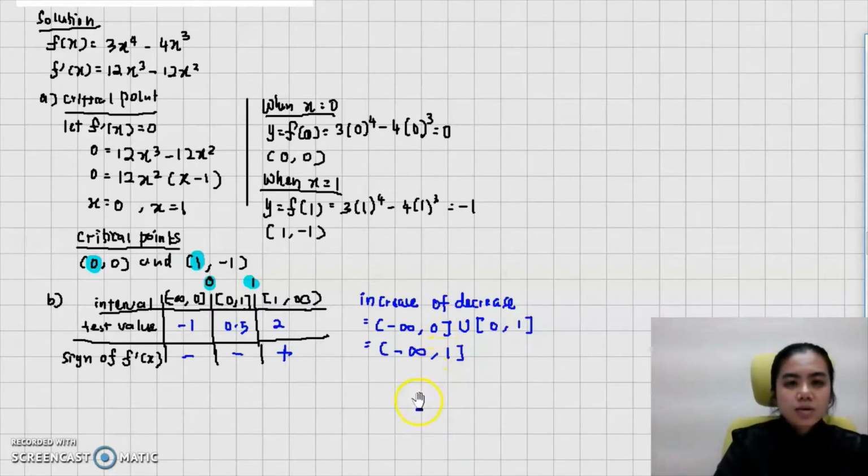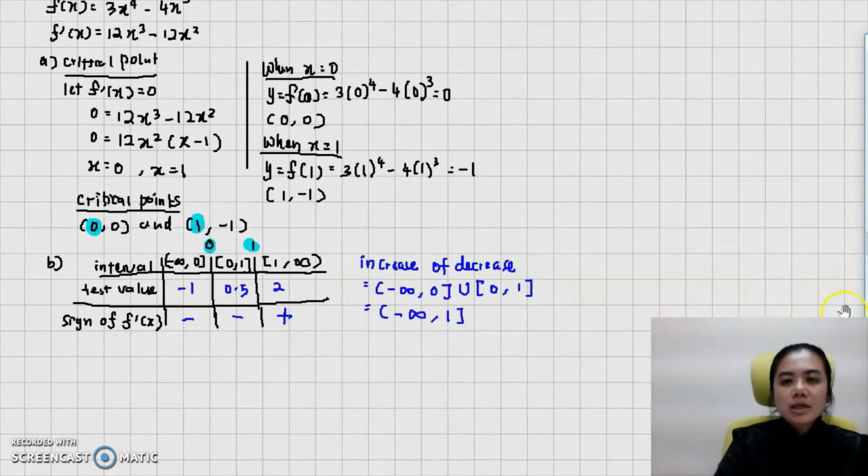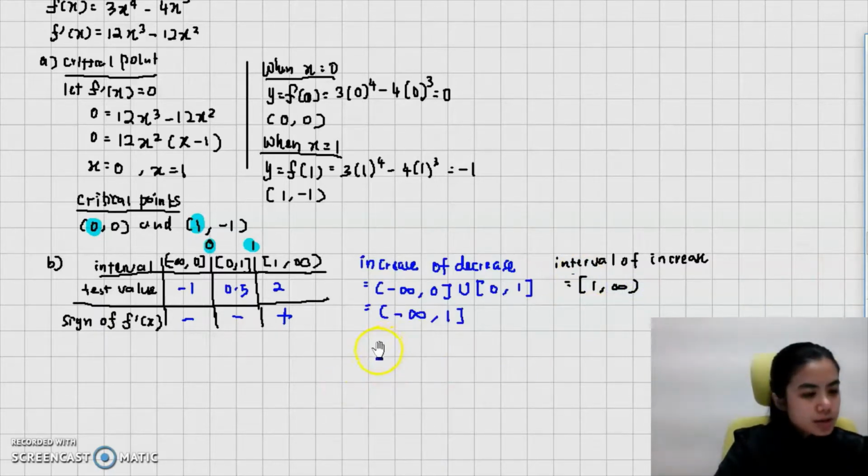Okay, so let's look at the next. That is the interval of increase. The interval of increase basically is this one. So that is from 1, and 1 is included, right? So it's included, 1 to infinity. Okay, so that is the answer for part B.